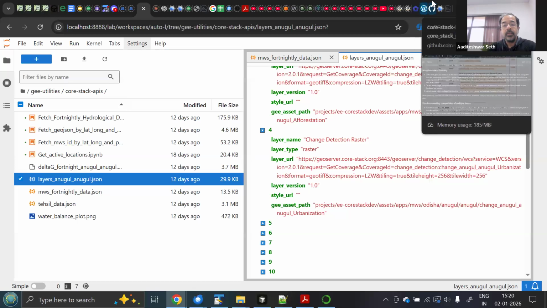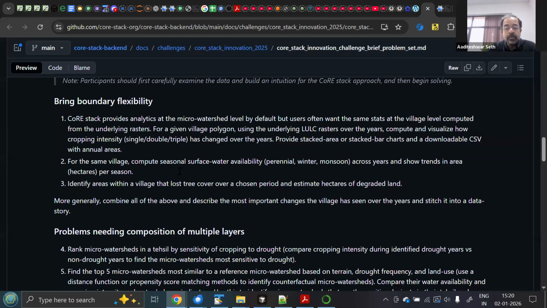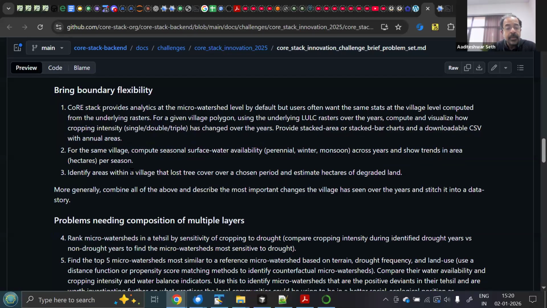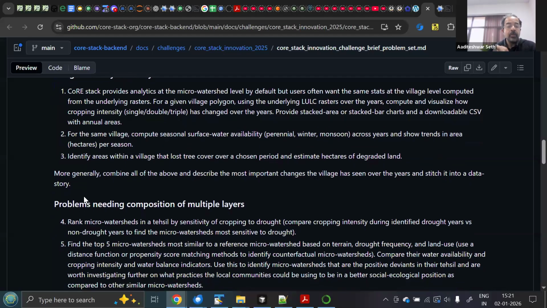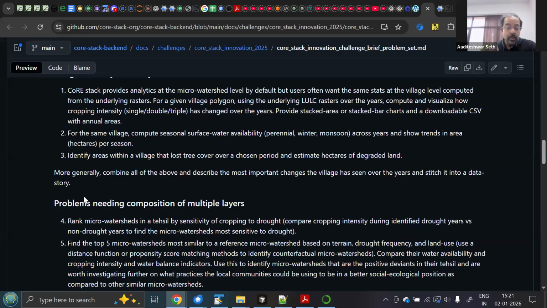So, for the same village, compute seasonal surface water availability. Identify areas within a village that lost tree cover over a chosen period and estimate hectares of degraded land. And so on. More generally, combine all of the above and describe the most important changes the village has seen over the years and stitch it into a data story. So computing is one part. You can also take it further. Can you also think about some nice visualizations or even some template-driven story format that you can put this in?